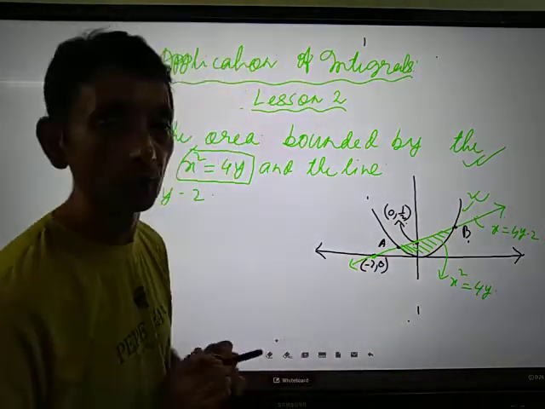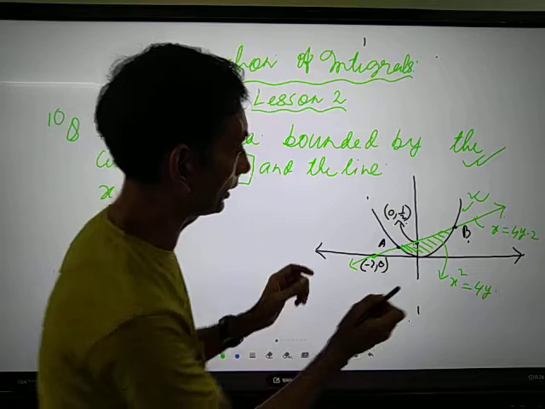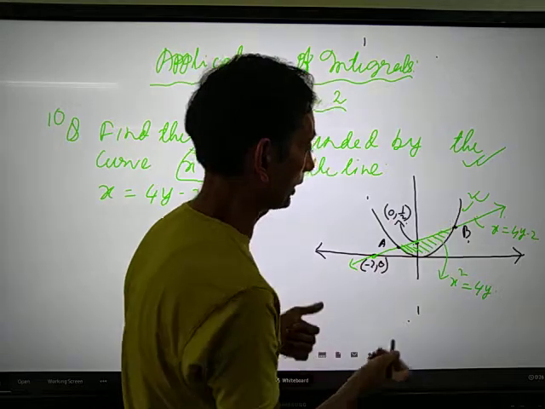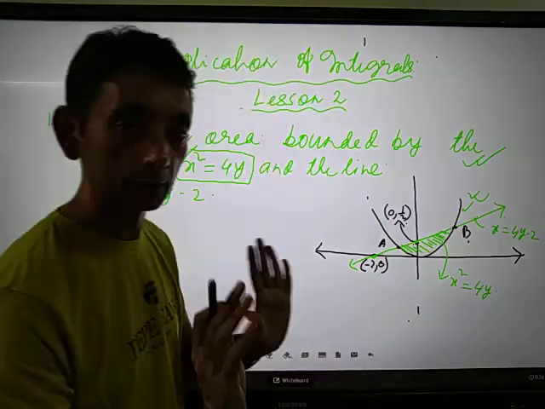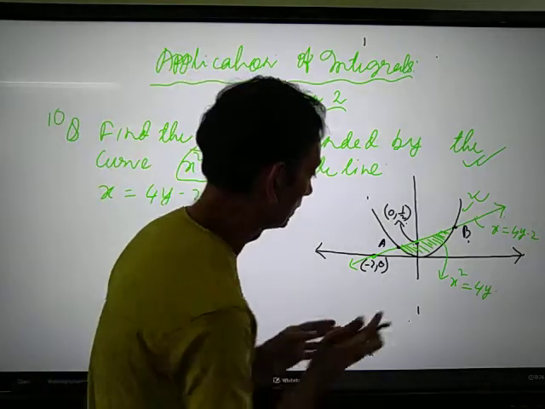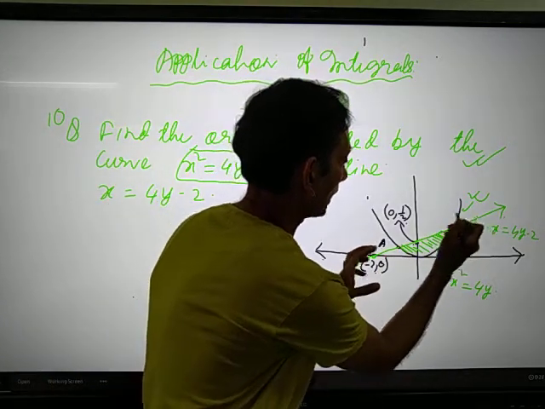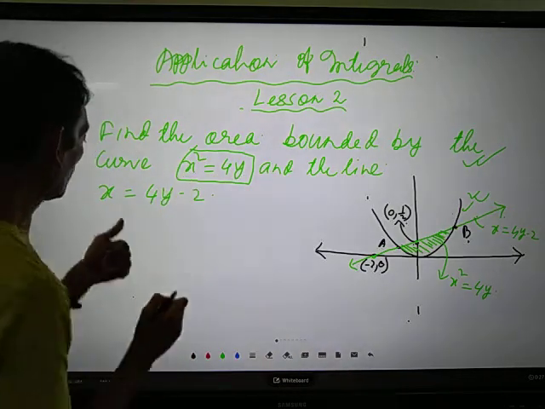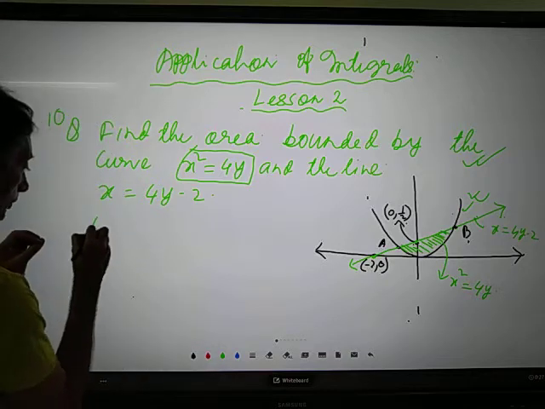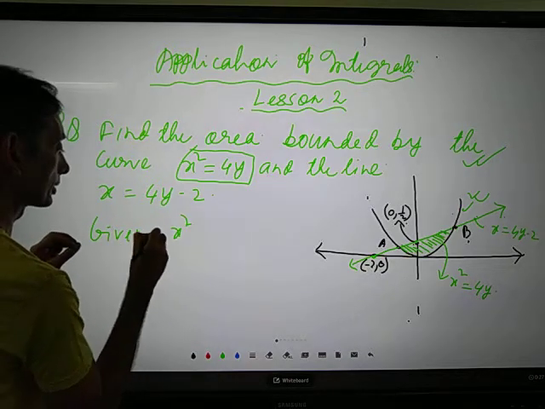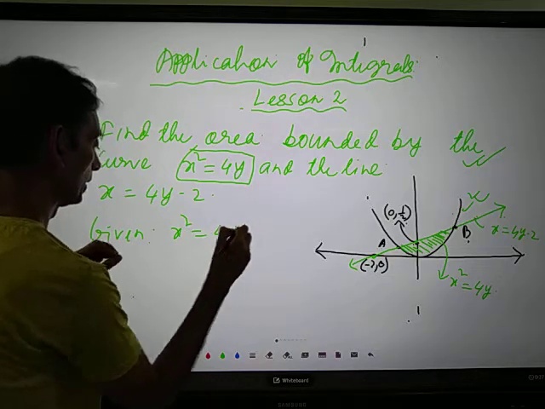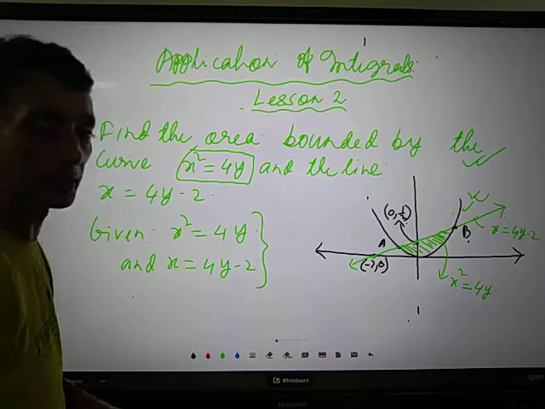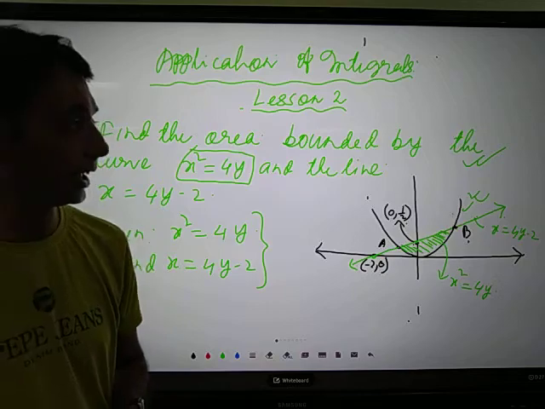What we need to find out is the area bounded by the line and the curve. So obviously the area bounded by the line and the curve is this one. Now the most important point is, what is the point of intersection between the line and the curve? We are just going to solve x square is equal to 4y and x is equal to 4y minus 2, to get the points of intersection A and B.